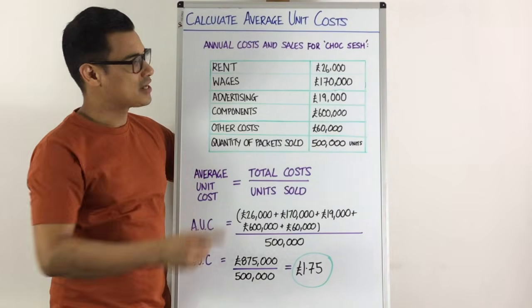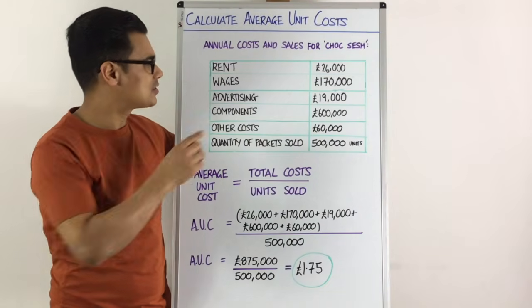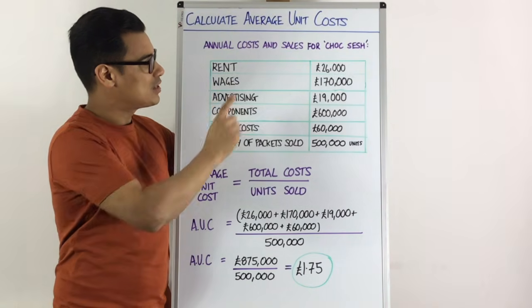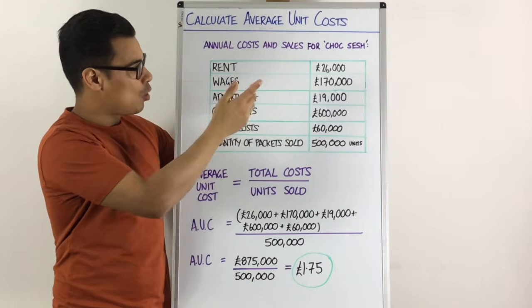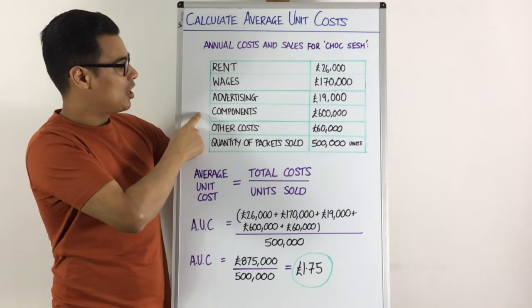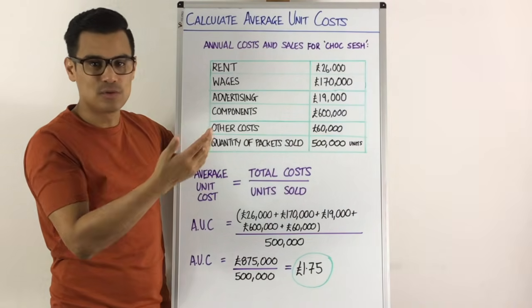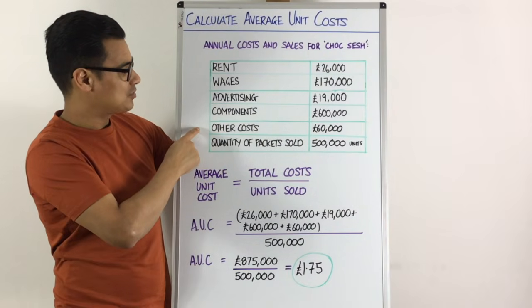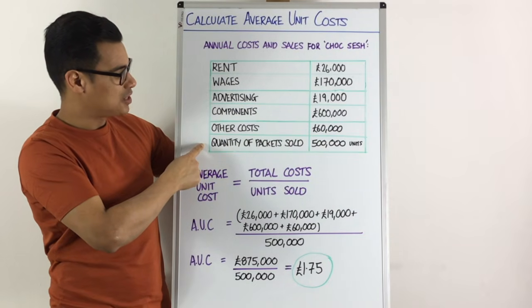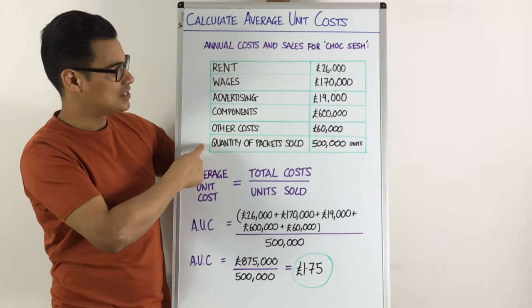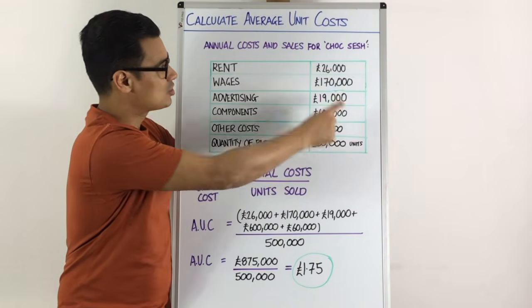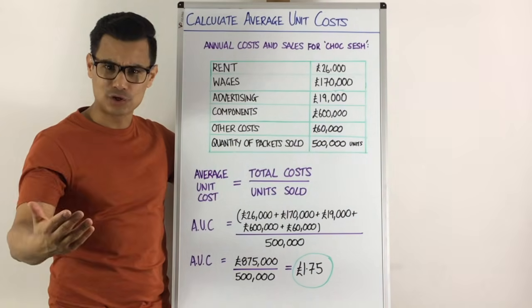So we've got the annual cost and sales for Choc Sesh, great chocolates. Here they are. So here's the costs and sales for Choc Sesh. They've got rent for £26,000, wages for their workers £170,000, advertising £19,000, components, that could be components or raw materials, which is £600,000, other costs £60,000, and this sneaky piece of information here, which is the quantity of packets sold, and that is they sell 500,000 units of chocolate, likely for Choc Sesh.